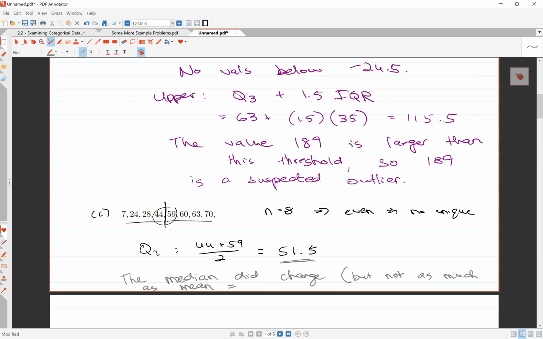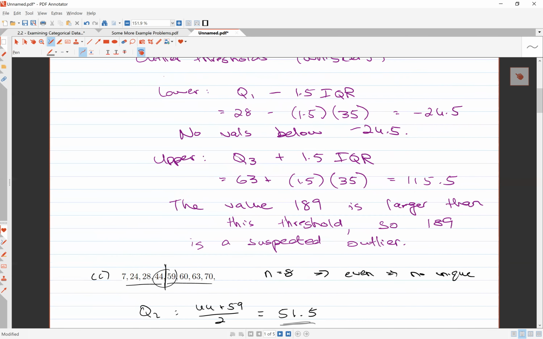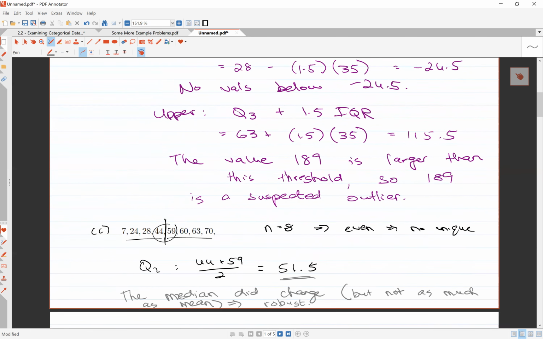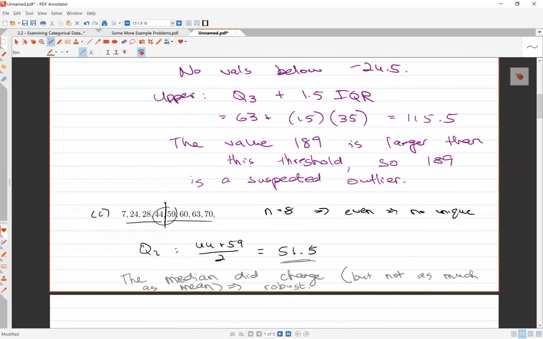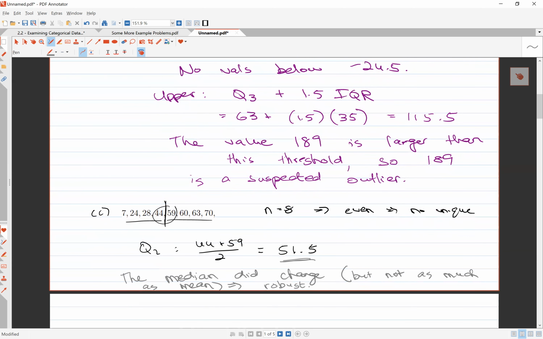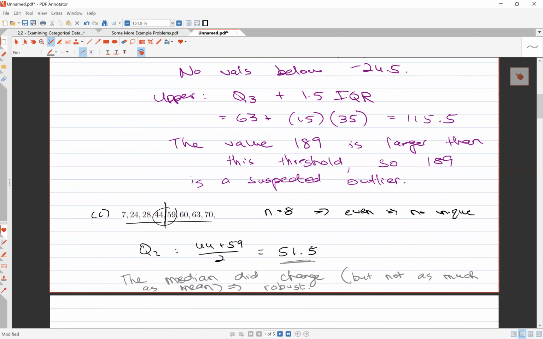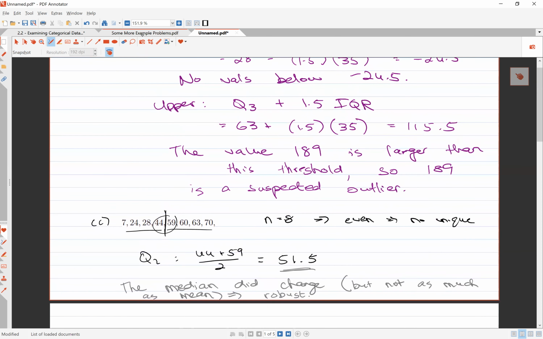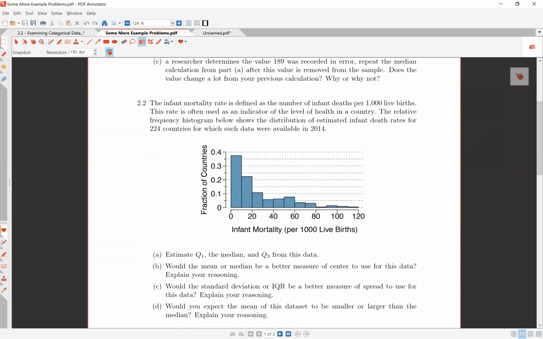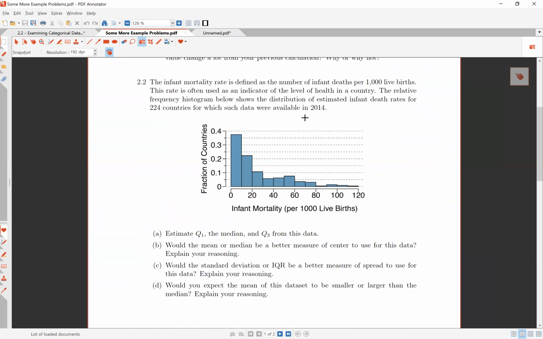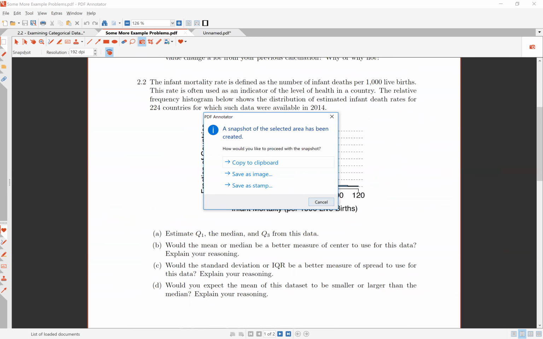And the reason for this is the median is robust, right? It is not extremely sensitive to changes in the data. It is sensitive, yes, in that we can see changes, like going from 59 to 51.5. But it's not impacted as much as the mean would be if we were calculating the mean. Then let's talk about 2.2.